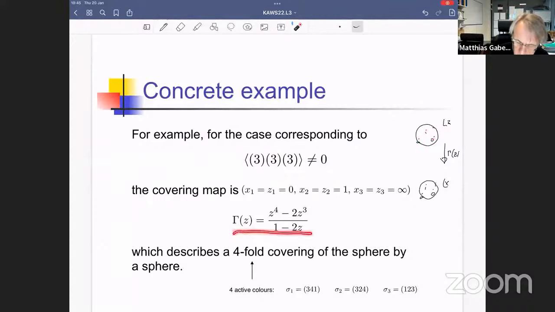And I claim the unique map from the sphere to the sphere that has this property, that maps 0 to 0, 1 to 1, and infinity to infinity, is gamma of z being equal to z to the 4 minus 2z cubed, divided by 1 minus 2z. And this is a fourfold covering. So you see near each of the points, you have a threefold covering, but in order to patch it globally together so that you get a map from the sphere to the sphere, you need what's sometimes called four active colors, i.e. you need a fourfold covering, so that the threefold covering at one point and the threefold covering at the other are glued together in such a way that you get a globally defined holomorphic map from the sphere to the sphere.